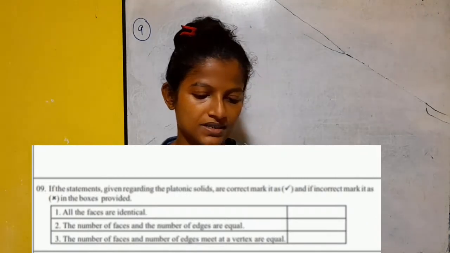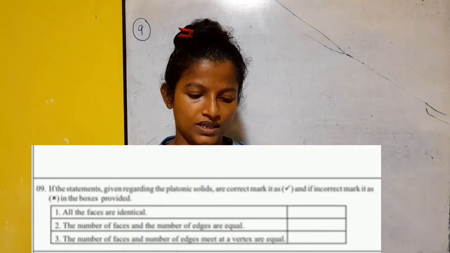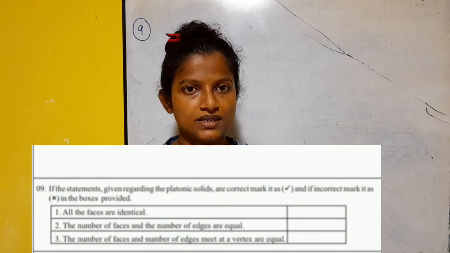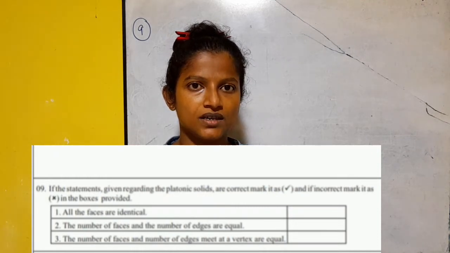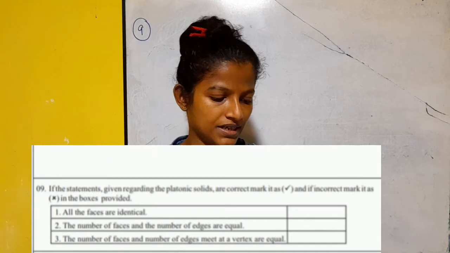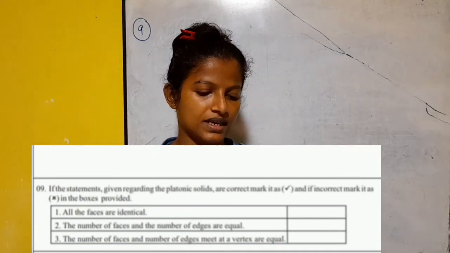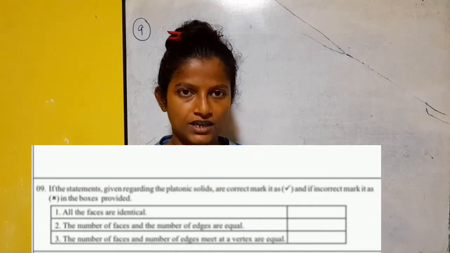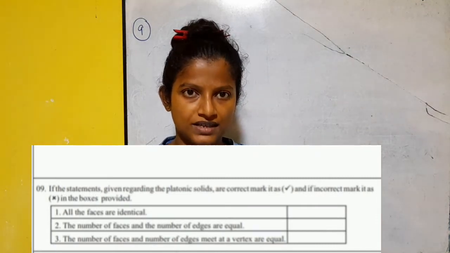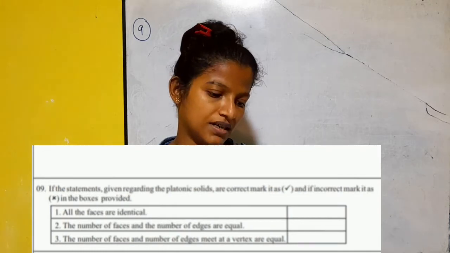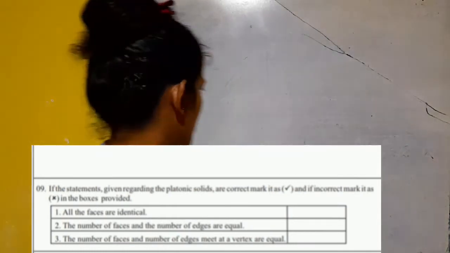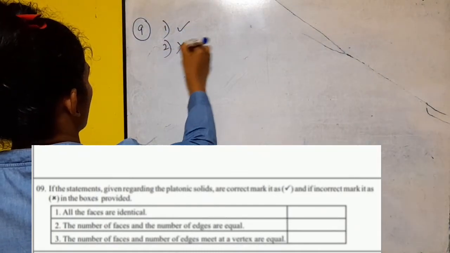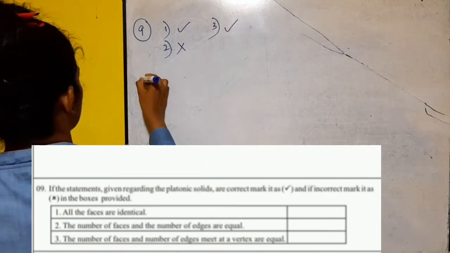The number of faces and the number of edges are equal. That is incorrect. If we take an example of a cube, a cube has 6 faces but it has 12 edges. So that is incorrect. Third, the number of faces and the number of edges that meet at the vertex are equal. If you select one vertex, the number of faces and the number of edges that meet are equal. That is also correct. So first one correct, second one wrong, third one again correct.